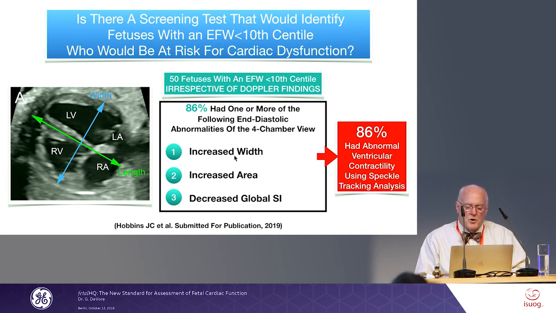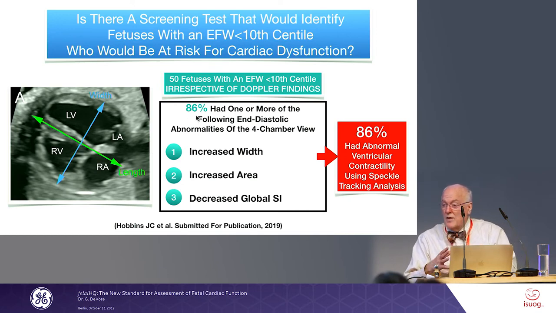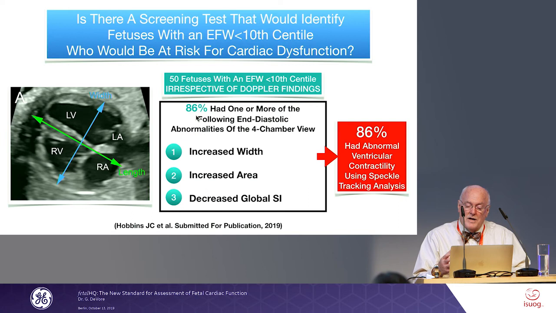So for screening purposes, simply doing these two diameter measurements and computing the area, the width, the length, and the global sphericity index, 86% of the fetuses had one of these things abnormal. Then if we looked at contractility, and I'll show you in a minute, 86% had abnormal ventricular contractility. That's in the entire group, okay?